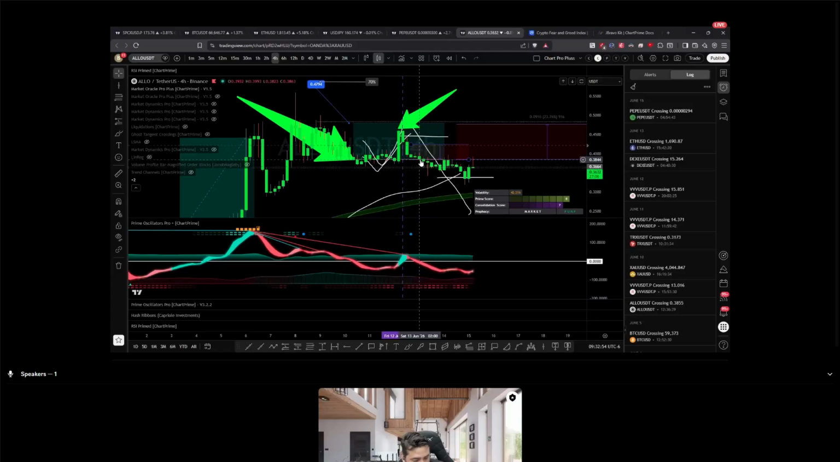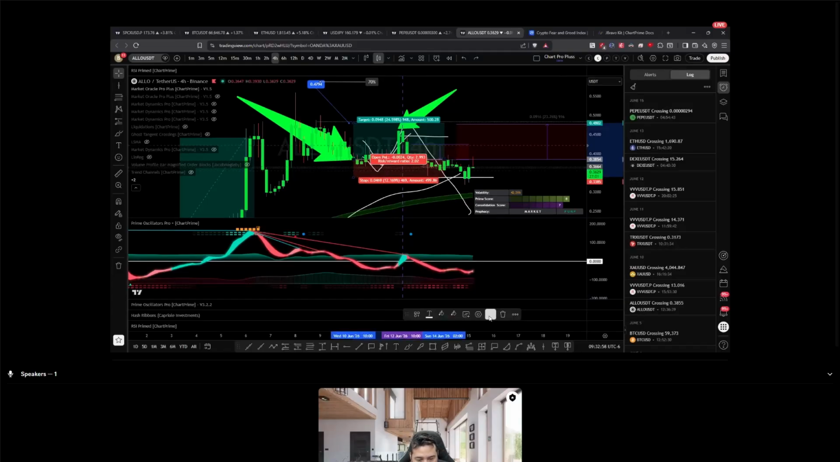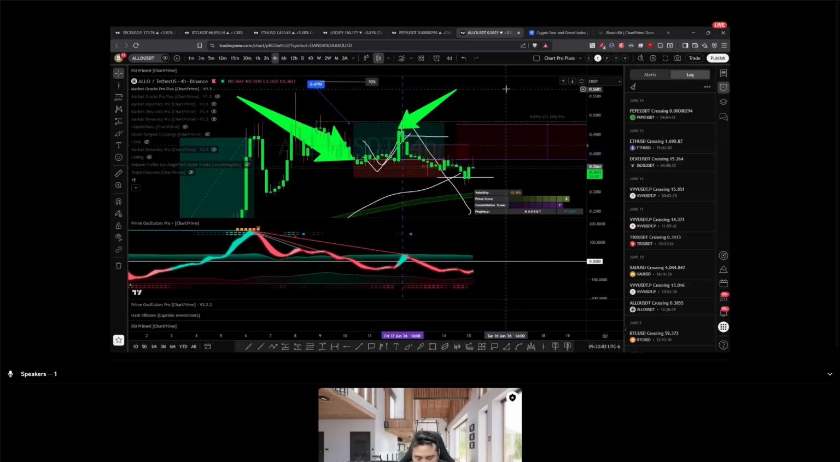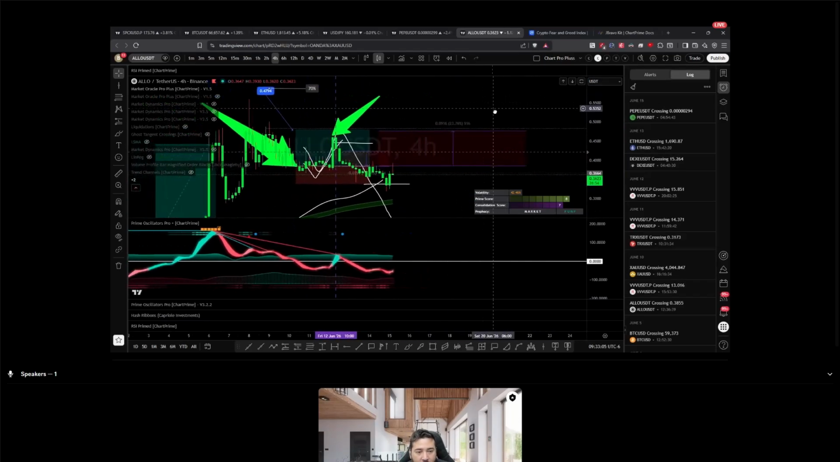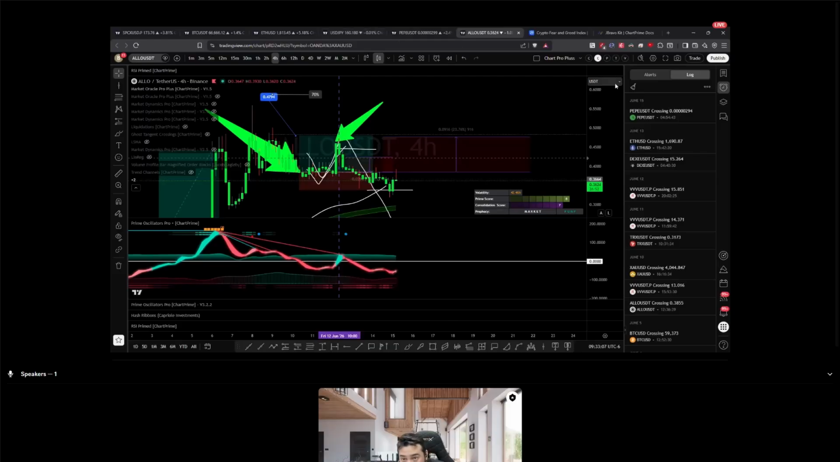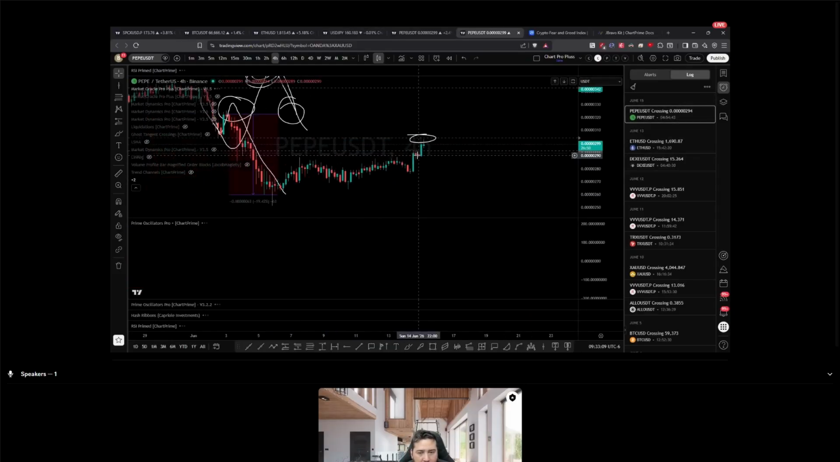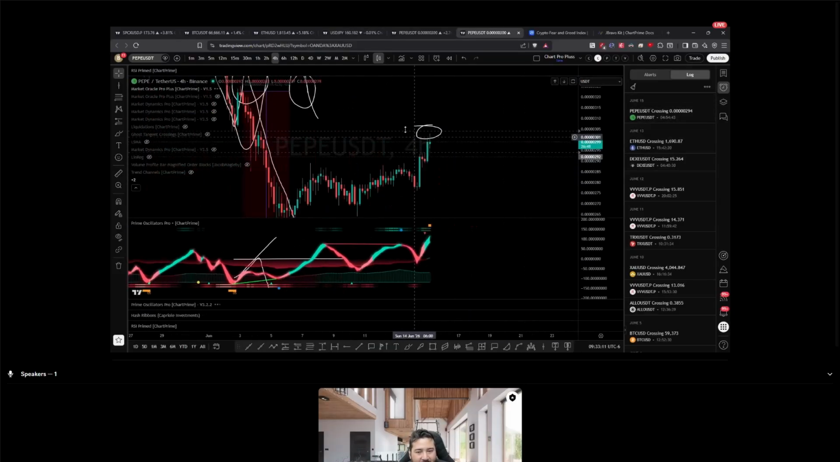I just leave it like this so we can come back and see where my stop loss was at the time, just for class purposes. All right. So that's what I got right here on Aloe. Let's go over where we had Pepe. All right, Pepe is getting into the resistance in here.